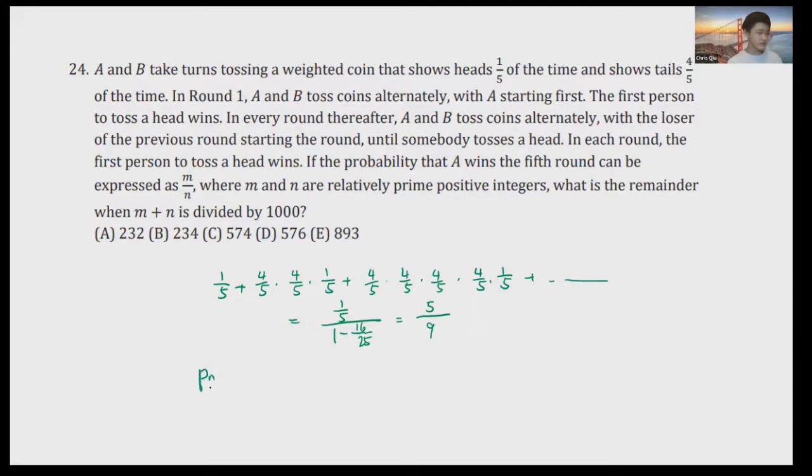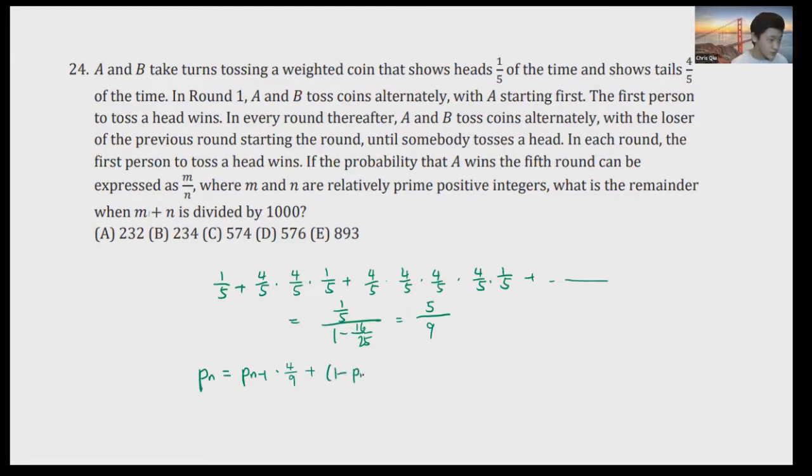And so let's denote P of n as the probability that A wins the nth round. We can write a recursive relation between P of n and P of n minus 1. Either A wins the previous round, and that's going to happen with probability P of n minus 1. The probability that he wins in this case is going to be 4/9, because the loser goes first, and since he won the previous round, he goes second, and he has a probability of 4/9 of winning.